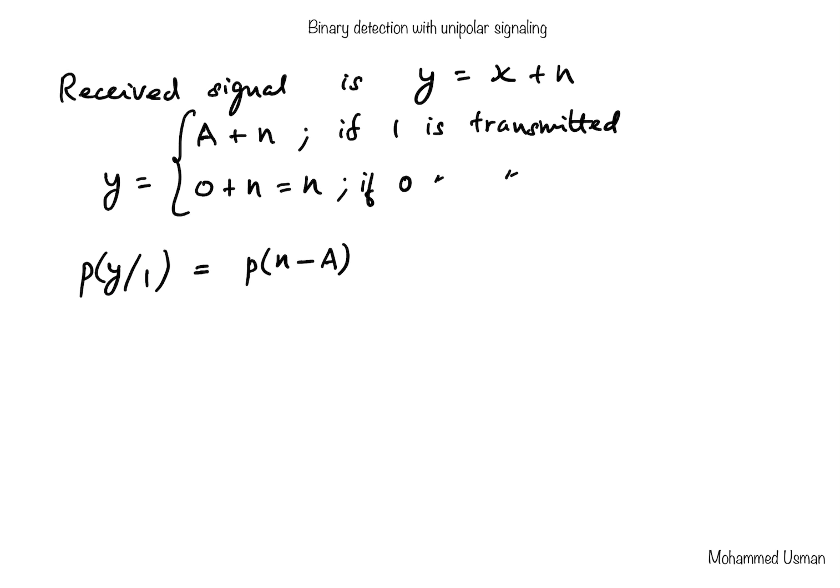But when a 0 is transmitted, the received signal's PDF on the condition that a 0 is transmitted, because a 0 is represented as 0 volt, the received signal Y is just 0 plus noise, which is simply noise. So it is going to be exactly the same as the noise PDF, which will be centered on 0. So these are the conditional PDFs.